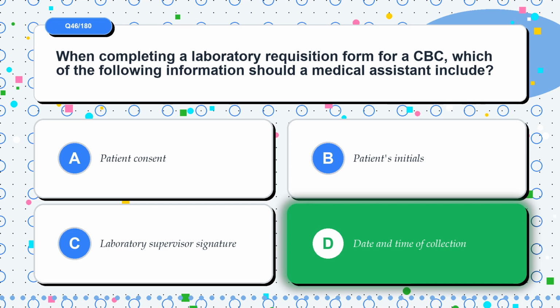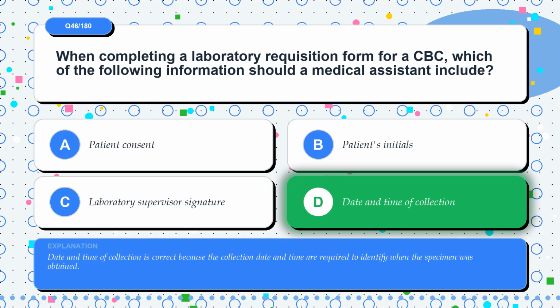The correct answer is option D. Date and time of collection. Date and time of collection is correct because the collection date and time are required to identify when the specimen was obtained.